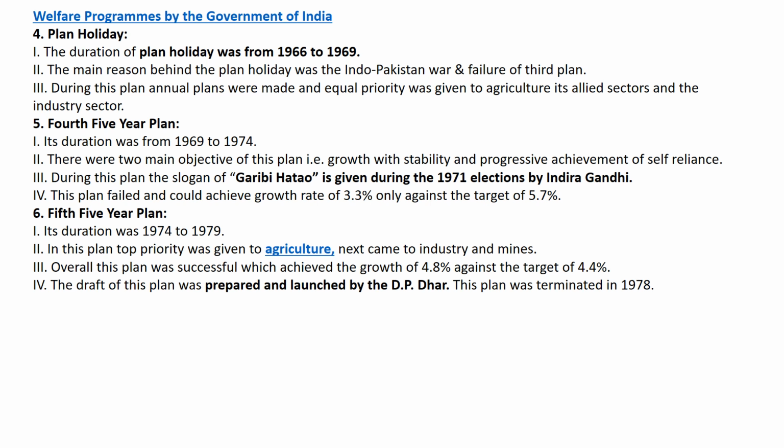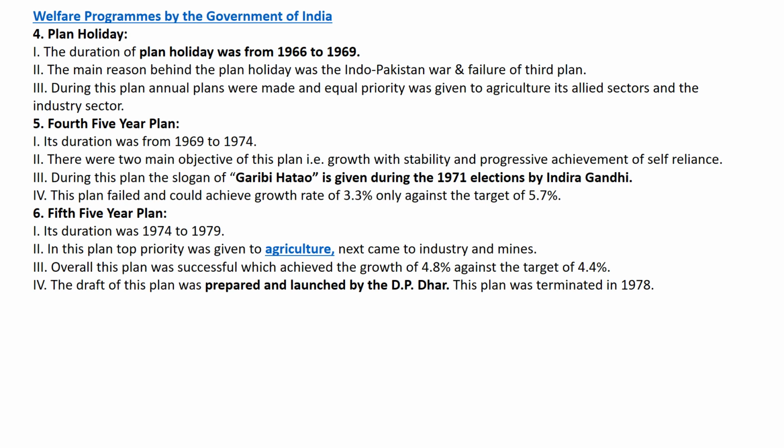Now let's discuss the programs by the Government of India. The fourth plan, during this time, was called Plan Holiday. The duration of the Plan Holiday was from 1966 to 69. The main reason behind the Plan Holiday was Indo-Pak War and the failure of third plan. That is why this plan was made for only 3 years. During this plan, annual plans were made and equal priority was given to agriculture, its allied sectors, and the industry sector.